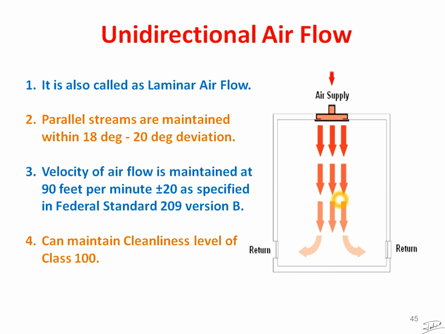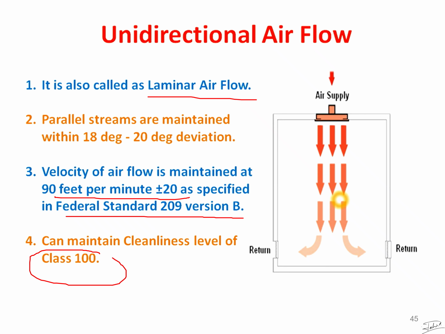And another one is unidirectional airflow. This is required for clean room technology. It is also called laminar airflow. In our pharmaceutical microbiology lab, we have already used this laminar air hood, and we have seen the parallel streams are maintained within 18-degree to 20-degree deviation. So velocity is maintained at 90 feet per minute. Okay, these guidelines have been set by the US federal standard. So this is important for class 100 areas, like parenteral areas.